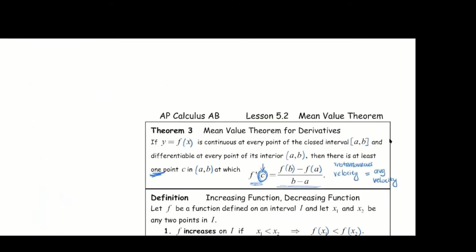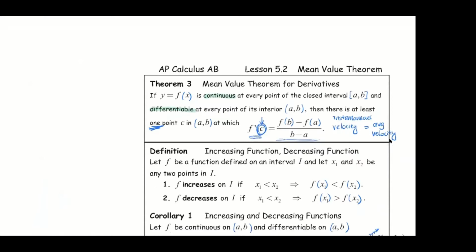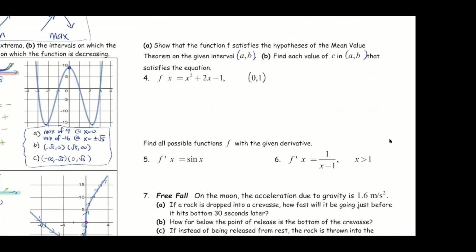Right? If you scroll all the way up to where the mean value theorem says, it says the function f of x is continuous and differentiable, meaning it has a derivative, it has a slope at every single point. So what do I know about this function? f of x is equal to x squared plus 2x minus 1. This is a parabola. Even if it's not a parabola, this is a polynomial function.